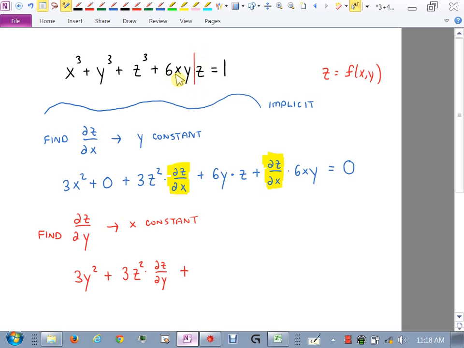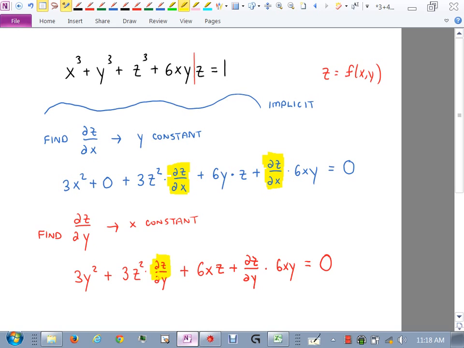So what's the derivative of 6xy with respect to y? 6x, and then the z from the product rule, plus the derivative of z with respect to y, right? Partial z with respect to y times 6xy. That's product rule, finishing it off, and then equals 0. Very similar results, right? That's only because the equation kind of looked the same.